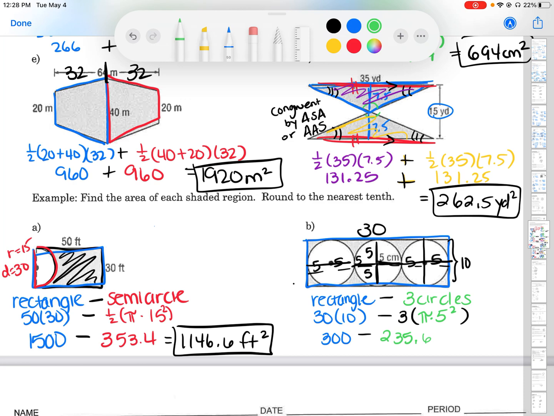So when we do the subtraction, we're going to get 64.4 centimeters squared. And what that's finding is this area that's shaded. When we take away the circles, it's what's left behind. Think about cutting the circles out with a pair of scissors. This is that scrap paper that's left behind.